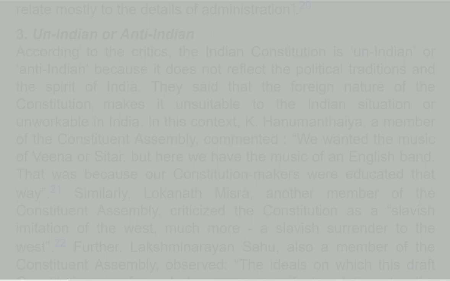Seventh Schedule: division of powers between the Union and the states in terms of List I, Union List, List II, State List, and List III, Concurrent List. Presently, the Union List contains 98 subjects, originally 97, the State List contains 59 subjects, originally 66, and the Concurrent List contains 52 subjects, originally 47. Article 246. Eighth Schedule: languages recognized by the Constitution.